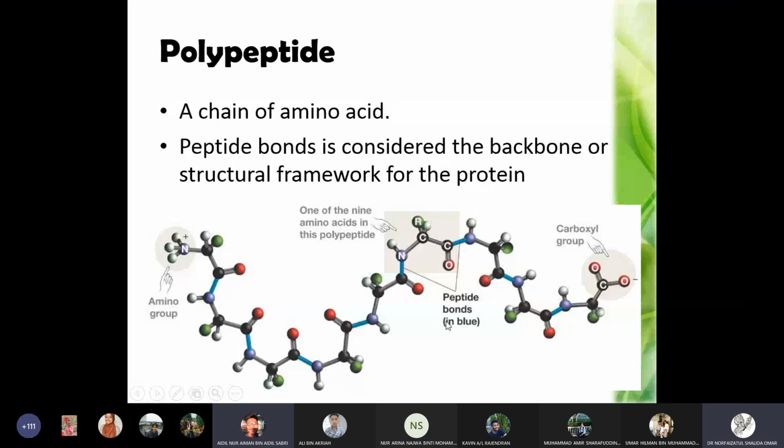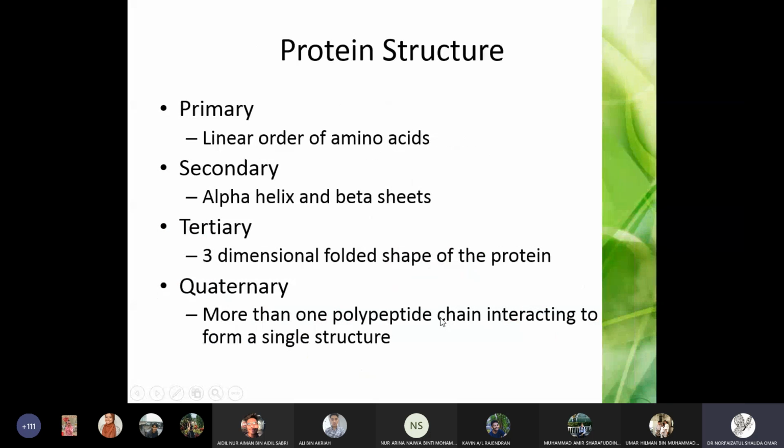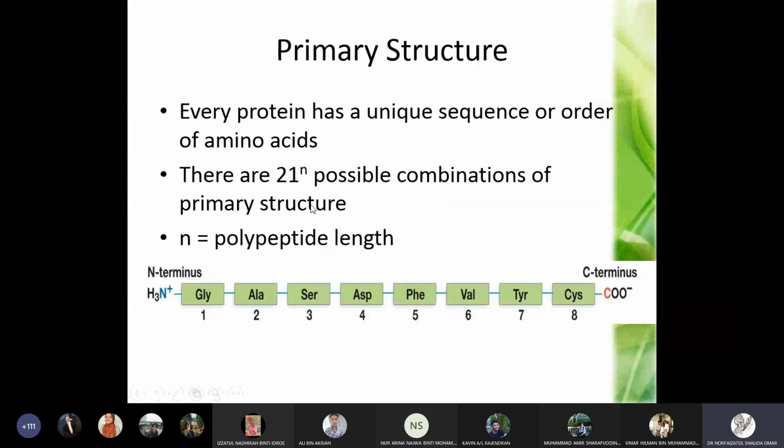Then you have this protein structure I mentioned. You have primary, secondary, tertiary, quaternary. So this is how we differentiate between the proteins. So the primary is just linear, and there are 21 possible combinations of the primary structure.